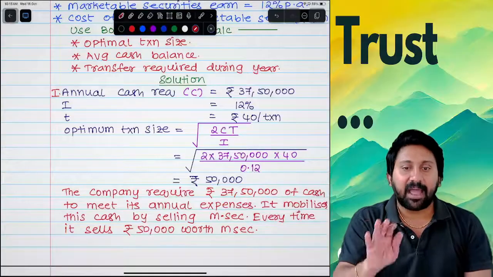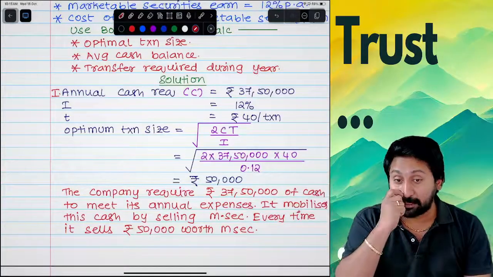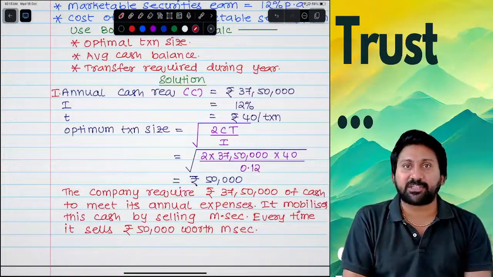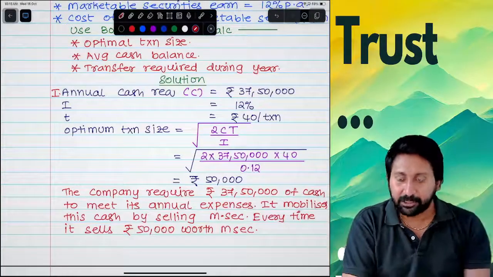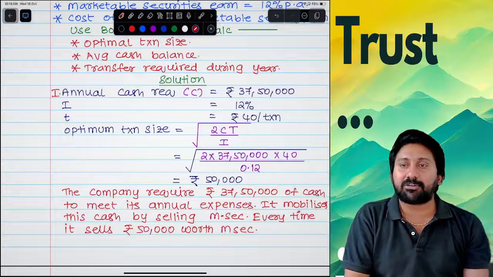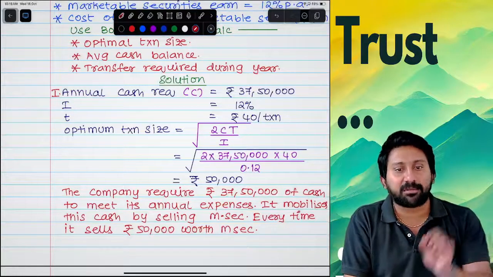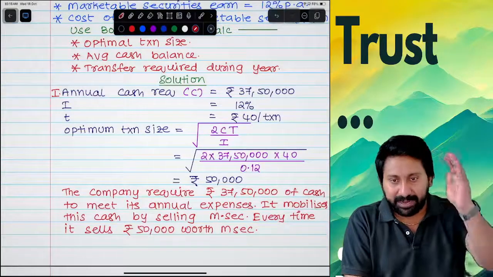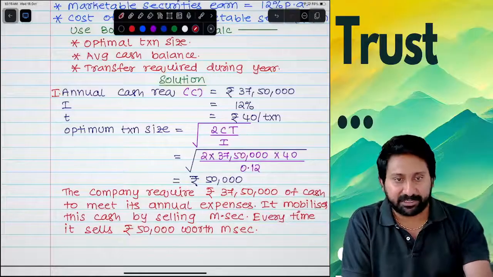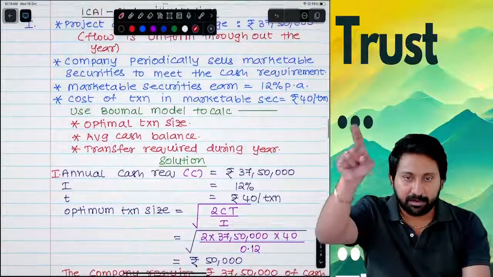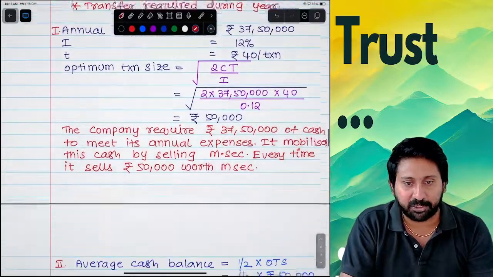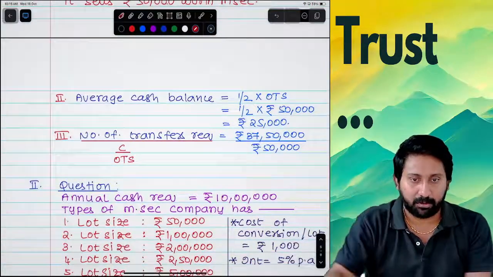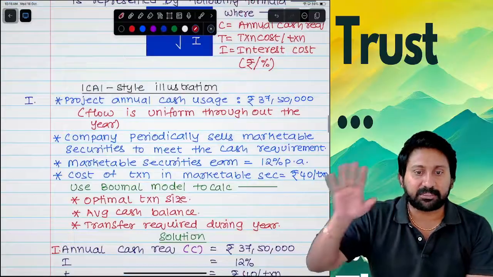Okay, next. Average cash balance. Inventory management, like I told you. When I say stock is 10,000, it is 10,000 on the first day, 0 on the last day. Means we should always take the cost on the basis of beginning, ending, average. Means what? Beginning 50,000, ending 0. So average cash balance is how much? 25,000.